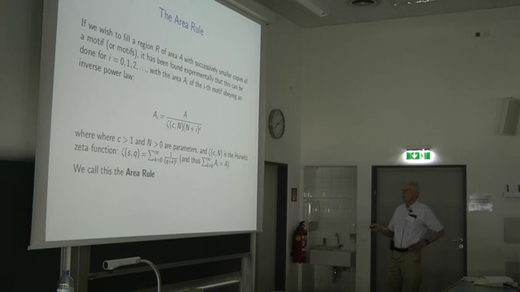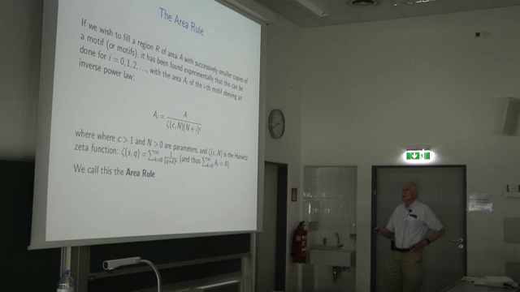It's a generalization of the ordinary zeta function where Q is equal to zero. Just because of the calculation here, the sum of the areas is equal to the total area of the region, which is what we desired. So we call this the area rule.